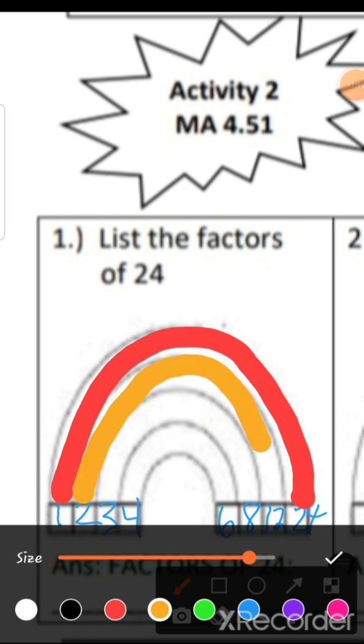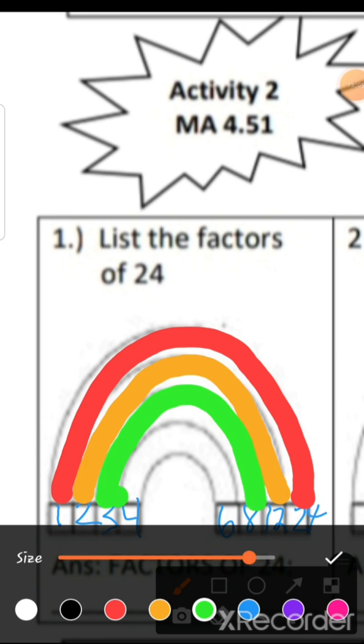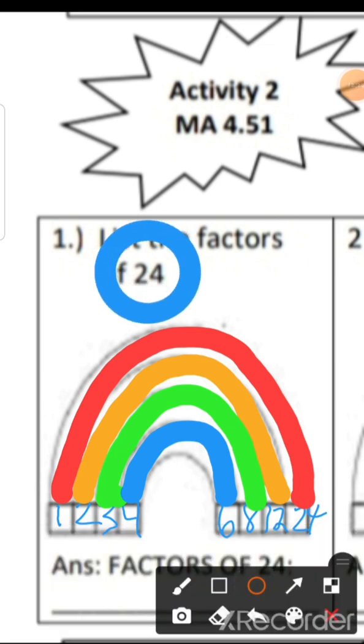This orange connects the 2 and the 12, 2 times 12. And then the green connects the 3 and the 8, which is 3 times 8. And finally, the 4 and the 6 connect each other. The blue connects the 4 and the 6, which is 4 times 6. These are the numbers that you will multiply together to get the factor 20.